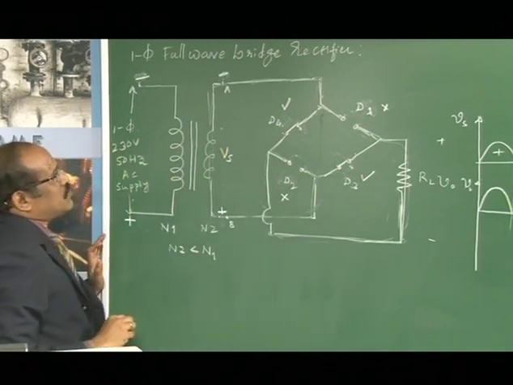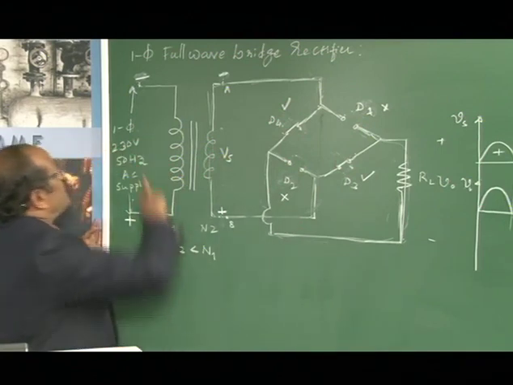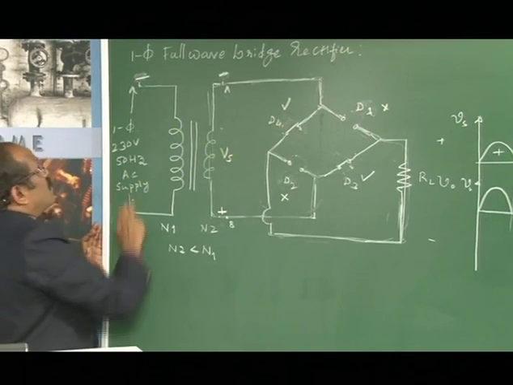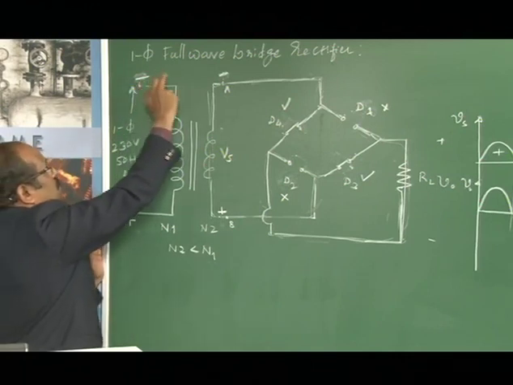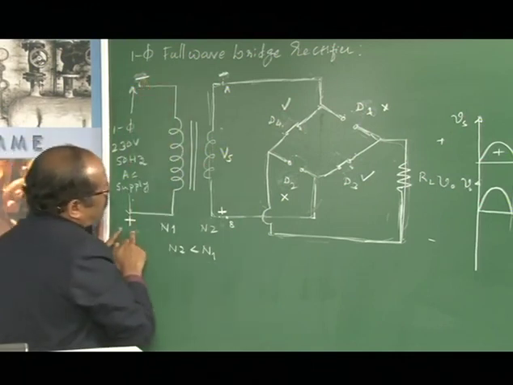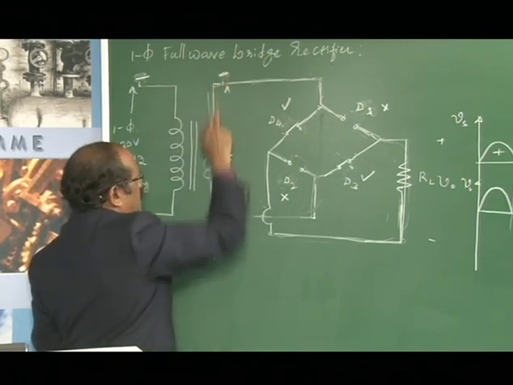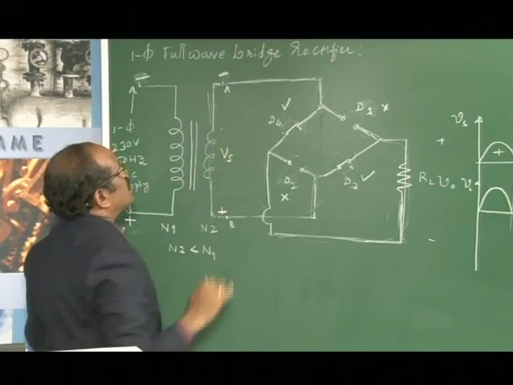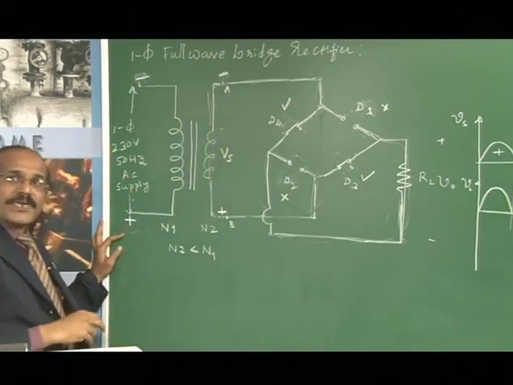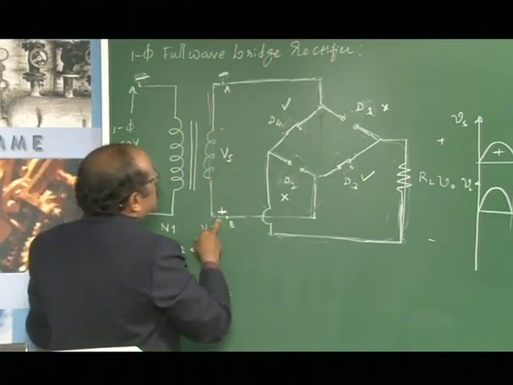This is the equivalent circuit of the bridge rectifier during the negative half cycle of the input signal, wherein this potential will be having minus with reference to this. Similarly, it induces a secondary voltage of minus and plus. Therefore, terminal A will be having negative potential with reference to terminal B.